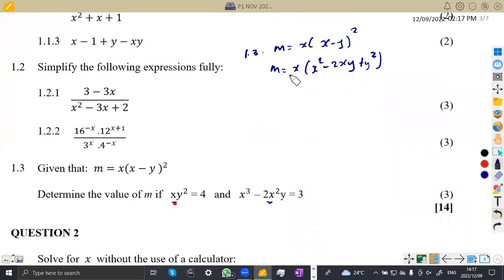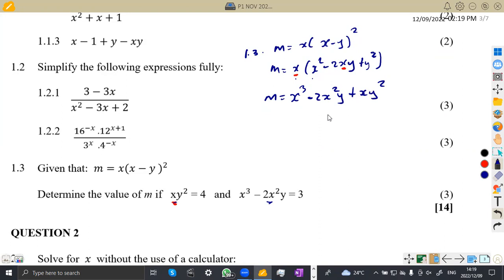All right. So at this part, we can expand by x, that is x times x squared, which is x to the exponent of 3. Then we have x and minus 2xy. So the x here is going to affect this x here. So it's going to be minus 2x squared y. Then x and y squared, which is going to be xy squared.